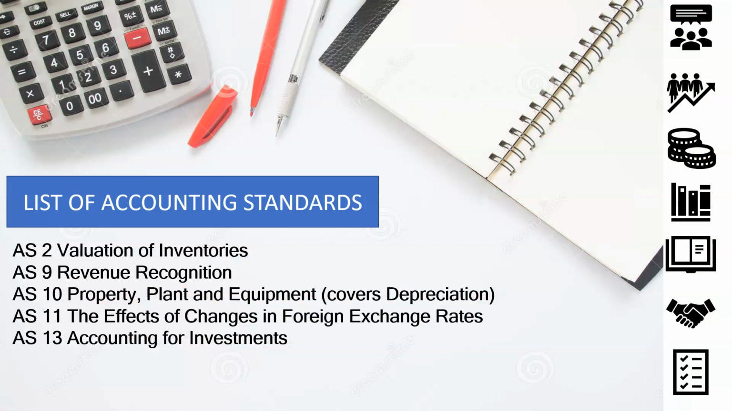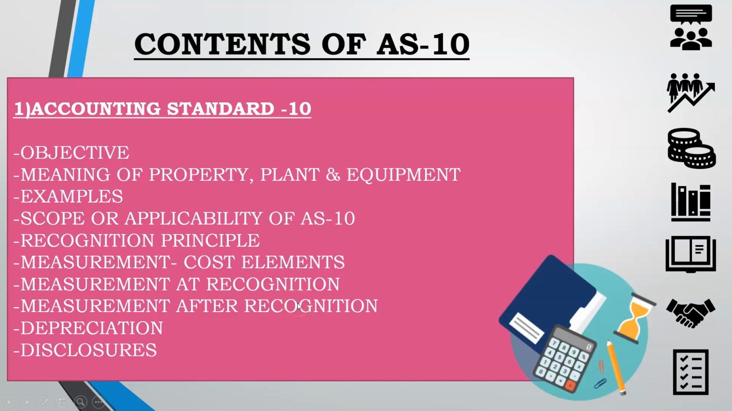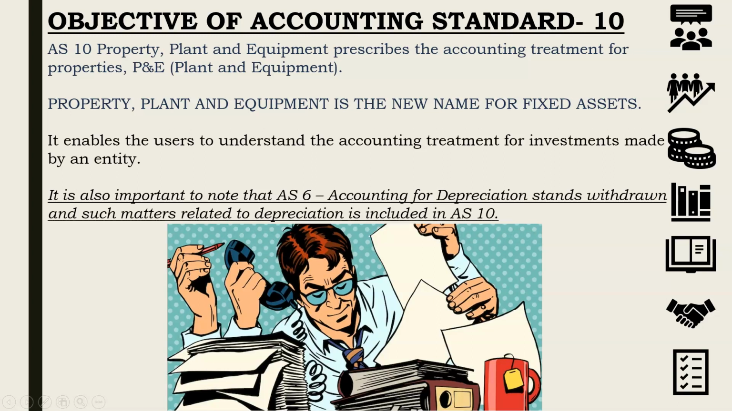Then the list of accounting standards in our syllabus. Right now we are studying accounting standard 10, that stands for property, plant and equipment. Objective: we have seen that it enables the users to understand the accounting treatment for investments made by the entity. Also, the accounting for depreciation, that was accounting standard 6, stands withdrawn, and everything that relates to depreciation is now merged with accounting standard 10.